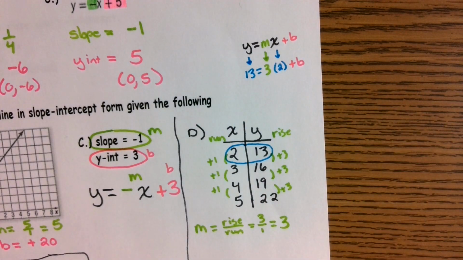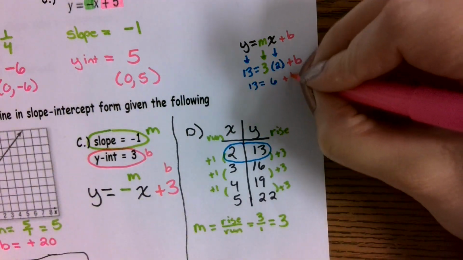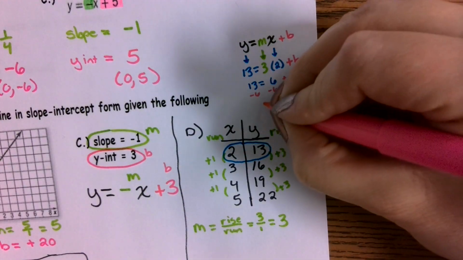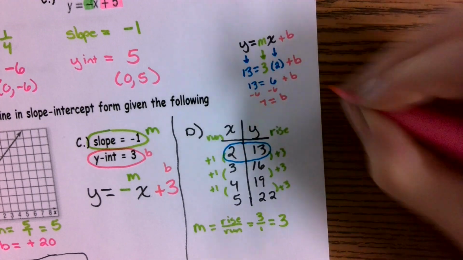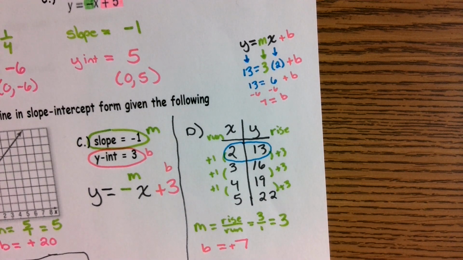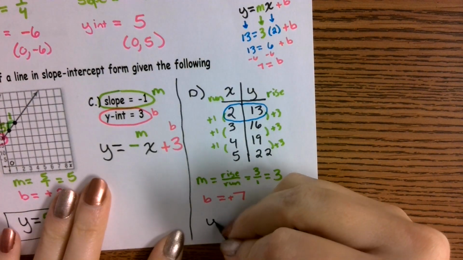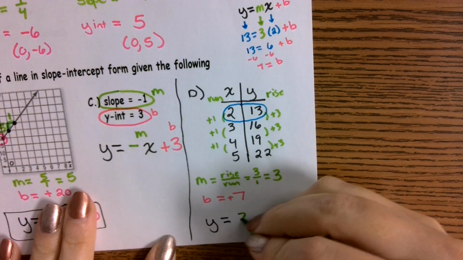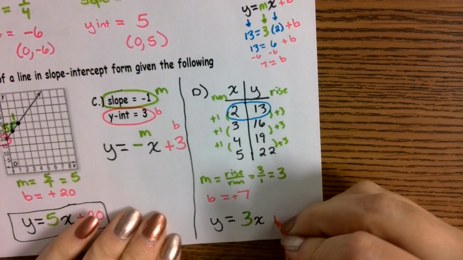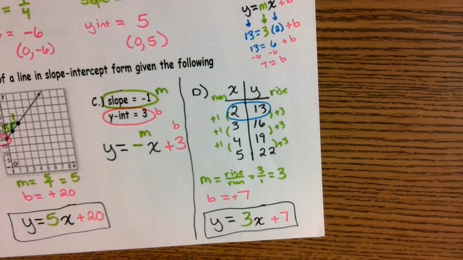What's 3 times 2? 6. So we have 13 is equal to 6 plus b. What do I need to do to solve? Subtract 6. If I subtract 6 from both sides, what is the value of b? 7. Your b value is going to be equal to 7. So b is equal to +7. We now can go ahead and write our equation down. Y is equal to slope, which was 3, times x plus 7. Y is equal to 3x plus 7.